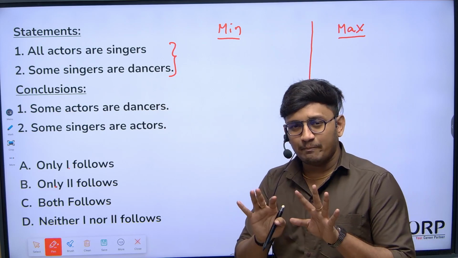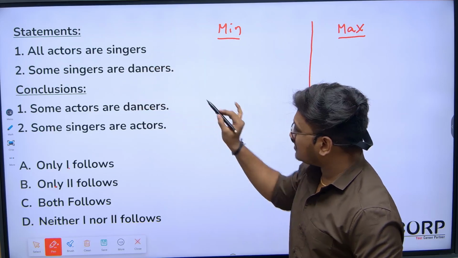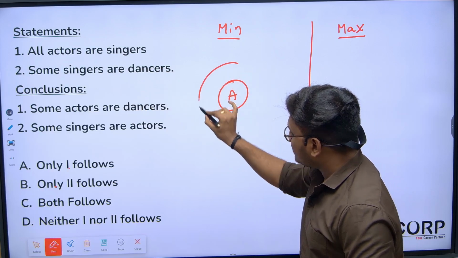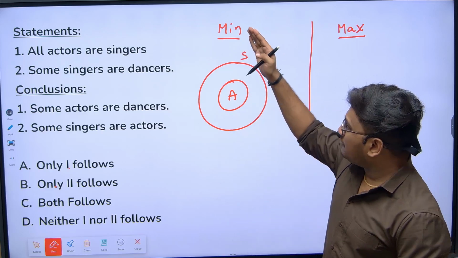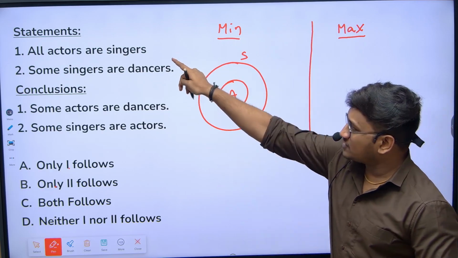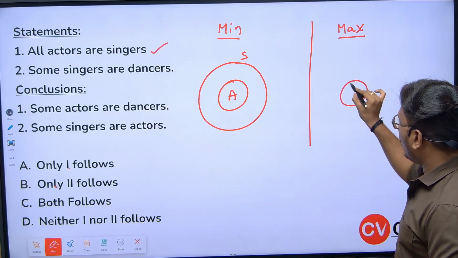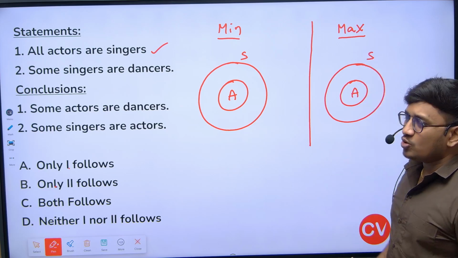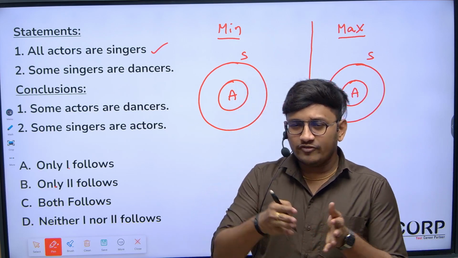Now drawing a basic Venn diagram for this first statement. What is the first statement? All actors are singers. Can I draw it like this? All actors are singers. Now, for the minimum case and for the maximum case, draw the same diagram for the first statement. Even in the maximum case, the same diagram. All actors are singers.